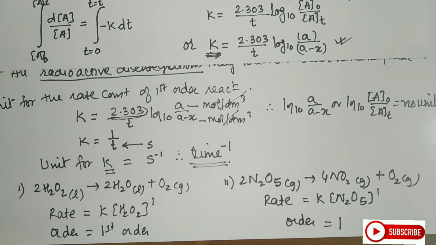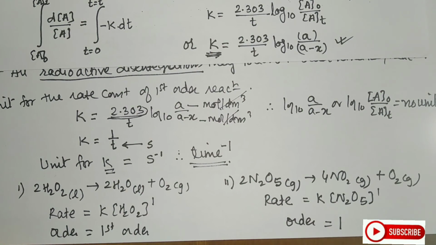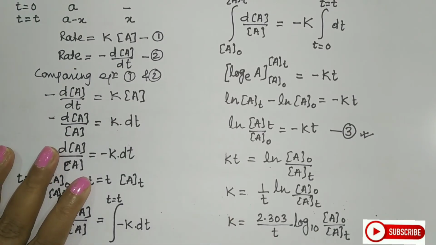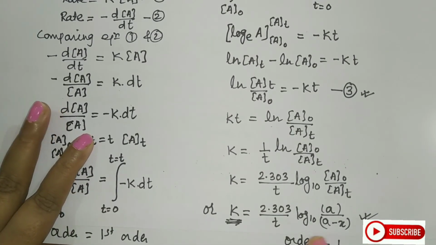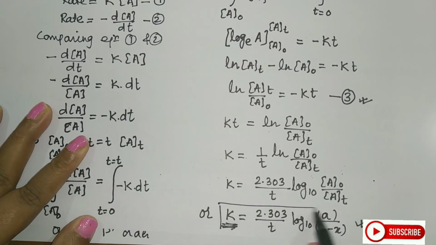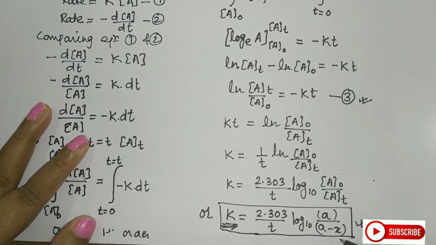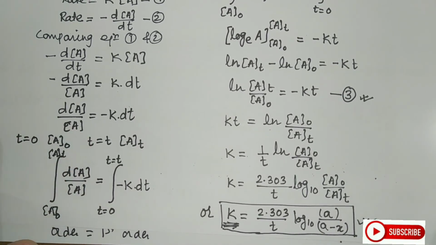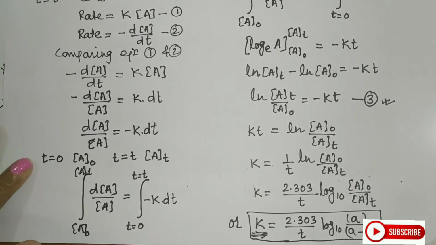So this is what it is all about, the integrated rate law derivation for first order reaction. So there are two derivations, one in the exponential form and the other in the normal form, that is k is equal to 2.303 upon t log to the base 10 of A upon A minus x, or A0 upon At. I hope you all have understood what is actually there in the derivation.